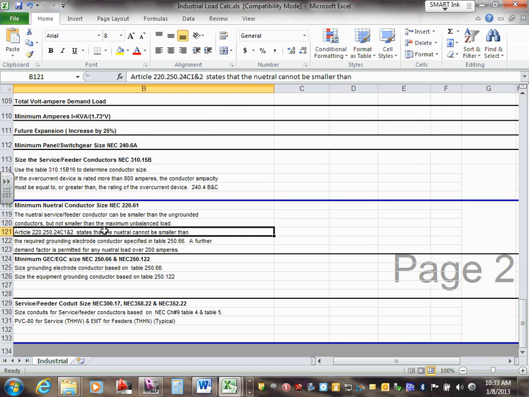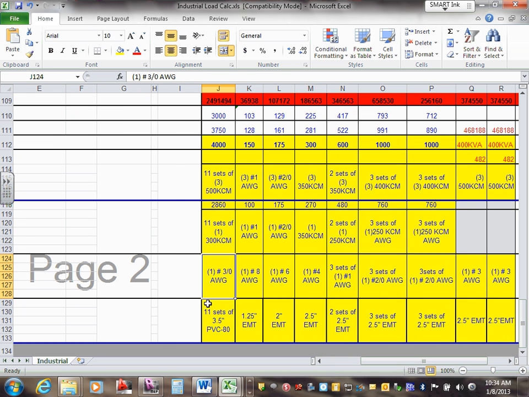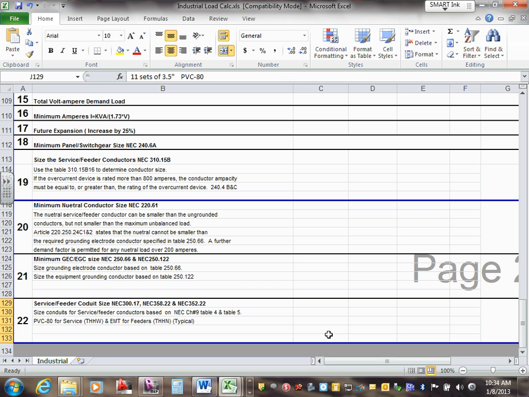My neutral, if you read here, the way I size my neutral, guys, you take the first 200 amp. Remember how we did it? Leave them alone. Anything higher than 200 amp, what do you do? Cut them by 70%, add them up, and size your neutral. That's how the neutral is sized. All this is said right here. Then underneath it, I size the grounding electrode conductor, and I size my conduit. That's for the switchgear.